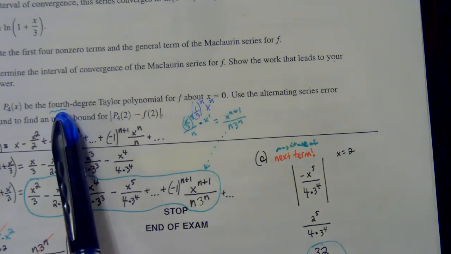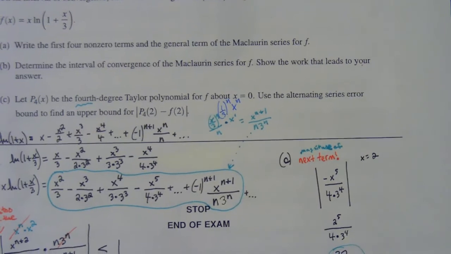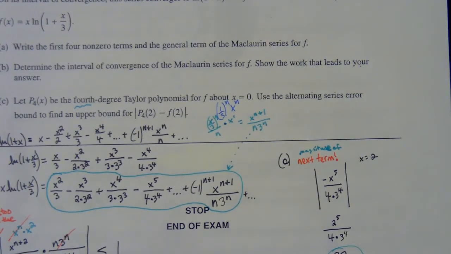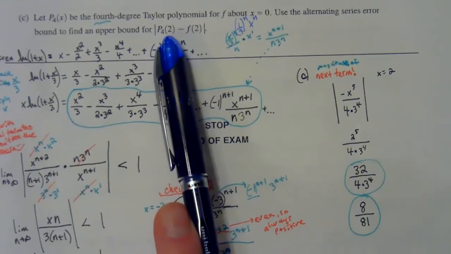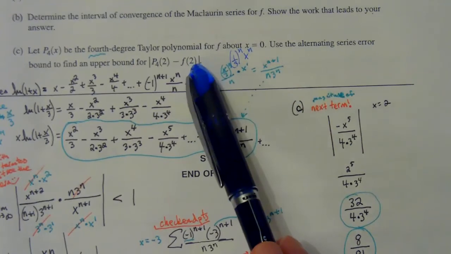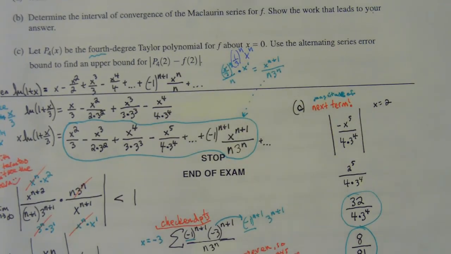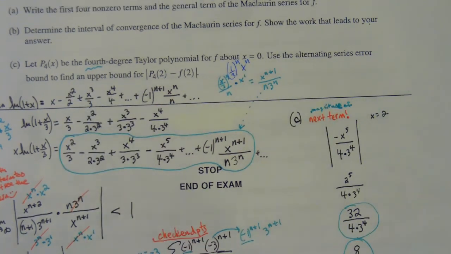And then the last part, it says this is a 4th degree Taylor polynomial, and it says alternating series error bound. That just means we're going to use the next term in our pattern there. And this is, again, if you plug the 2 into your Taylor polynomial, you're going to get an approximate answer. If you plug in 2 to the original function, then you'll get the exact answer. So this is just the difference between the estimated answer and the exact answer. When you see alternating series error bound, we're not talking Lagrange or anything like that. That's just the next term.